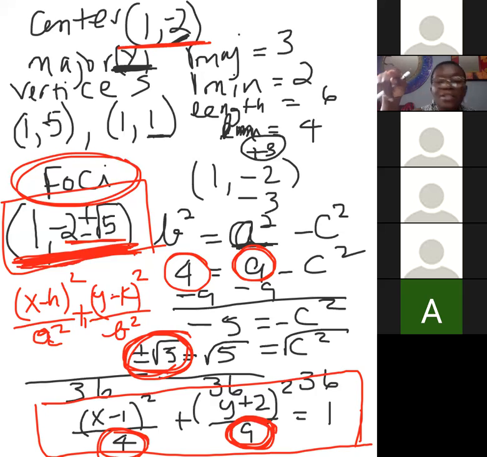Okay. It's not 1 point, Presley. There's 2 points because we have a plus, we have a minus. That represents 2 points, Presley. I just wrote it as a compound answer. Axis has to be the same.